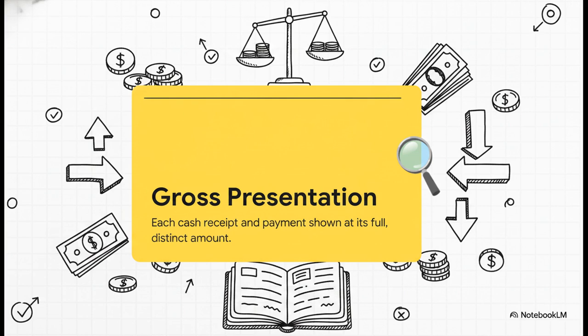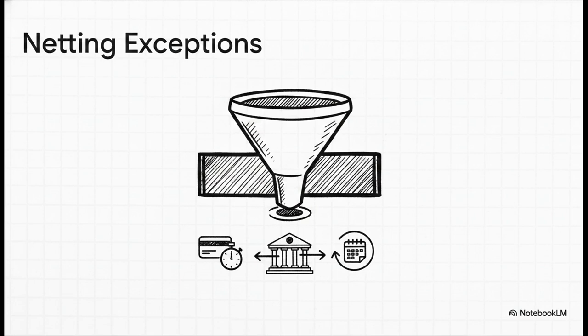ASC 230 explicitly requires that each individual cash receipt and payment be shown at its full distinct amount. You literally cannot just net cash inflows against cash outflows simply because they relate to the exact same vendor or the same broad category. It just doesn't work that way. Net presentation is actually highly, highly restricted. It is permitted in only 3 extremely narrow scenarios.